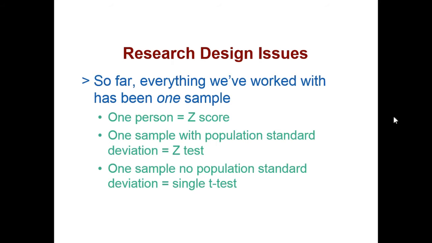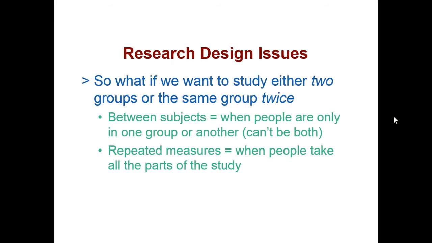So everything we've done so far has been one sample. Next week, when we do independent T, we'll get into 2 samples. And then we'll do 3 samples, and then we'll sort of change tracks. So the last test is not about samples, it's about continuous variables. So if we want to study either 2 groups or the same group twice, we can go ahead and add independent T on here. It's going to talk about both. This is 2 samples.